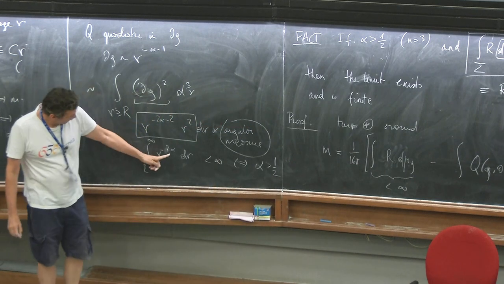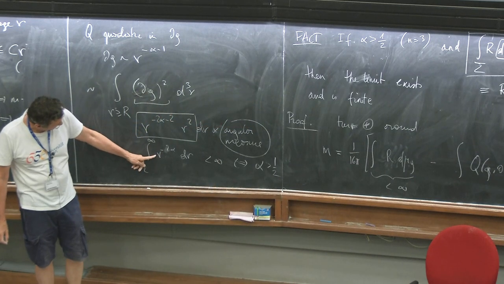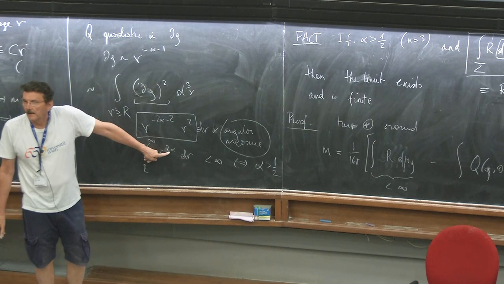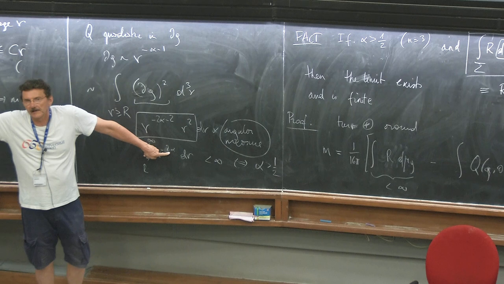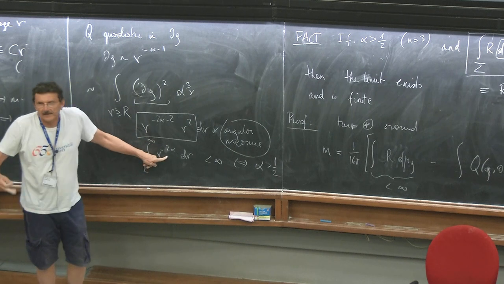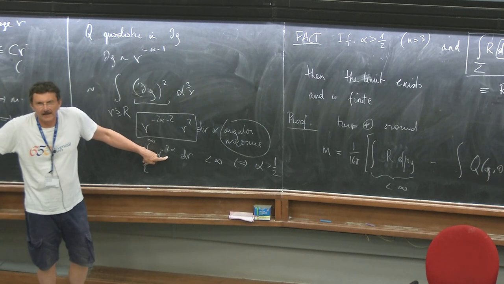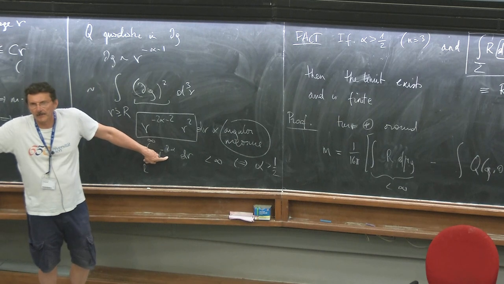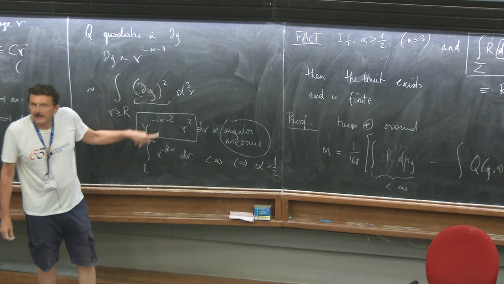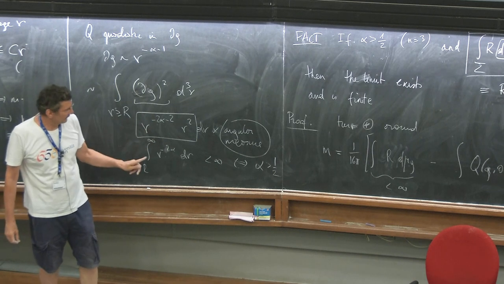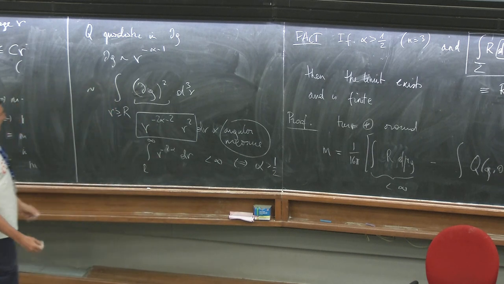If I have 1 half, I'm going to get r to the minus 1, which is a log, integral of log, right? So if we go to infinity, I get infinity. Well, obviously, if I get even slower than r to the minus 1, then it's going to blow up. But if I have larger than 1 half, you can calculate this integral yourselves and see that if alpha is larger than 1 half, this converges, right? So good.